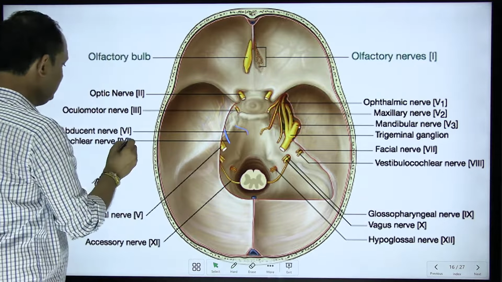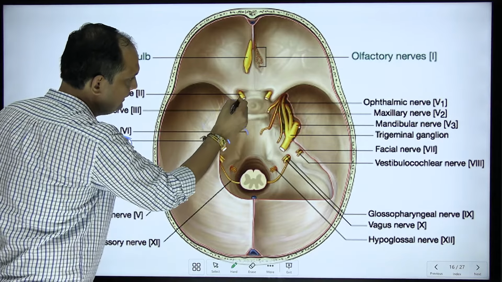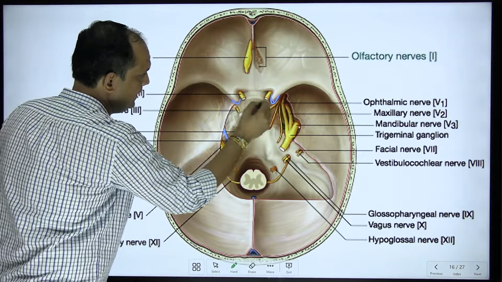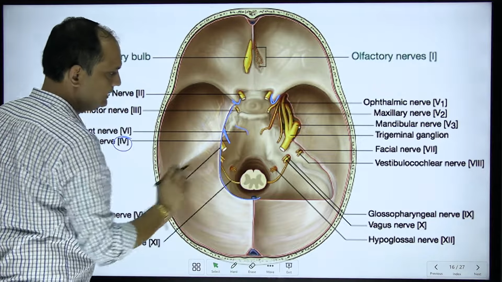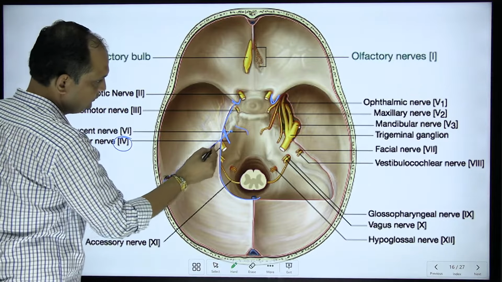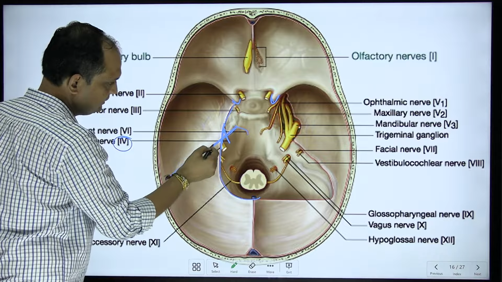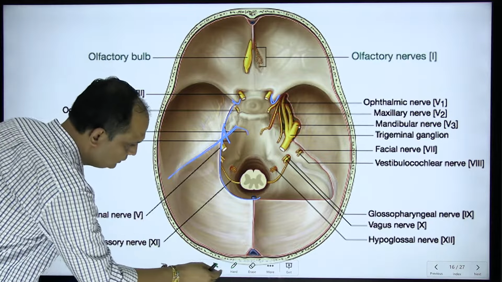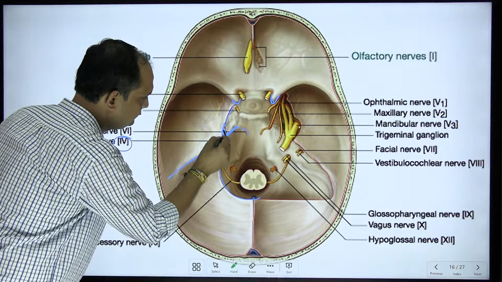Now, this is the trochlear, this is the fourth cranial nerve, and if you will see, this is the anterior clinoid process, and this is the free margin, which is going like this. On this side, we have cut the margin. This is the attached margin. You can see this is the attached margin. So where is the junction of the cut and attached margin? So this is the junction of the crossing of two margins. Now, where is the nerve? Now, this is the nerve.